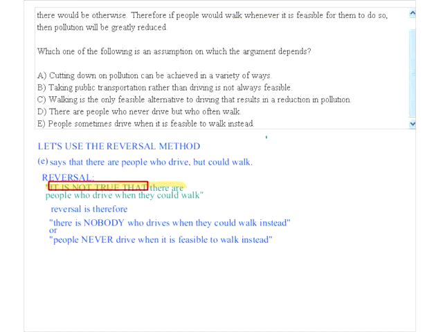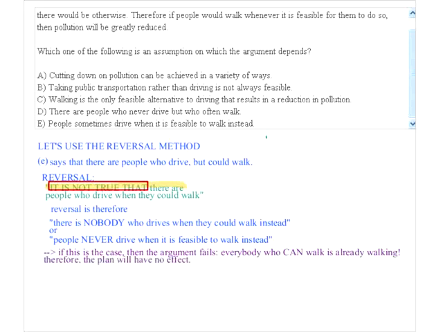So if this is the case, then the argument fails, because everybody who can walk is already walking. Therefore, the plan will have no effect. So since the argument fails, this must be the correct answer.